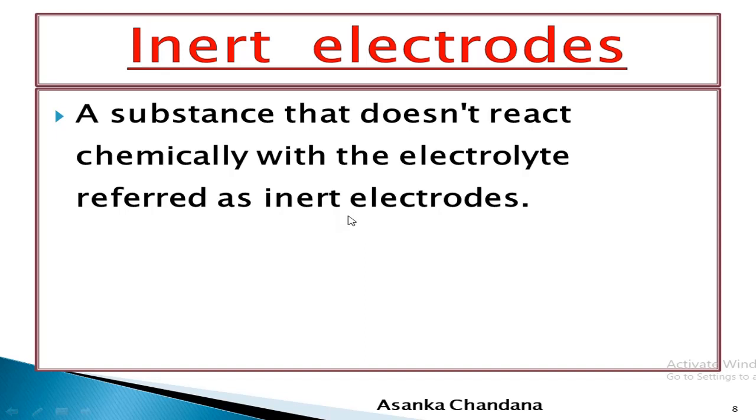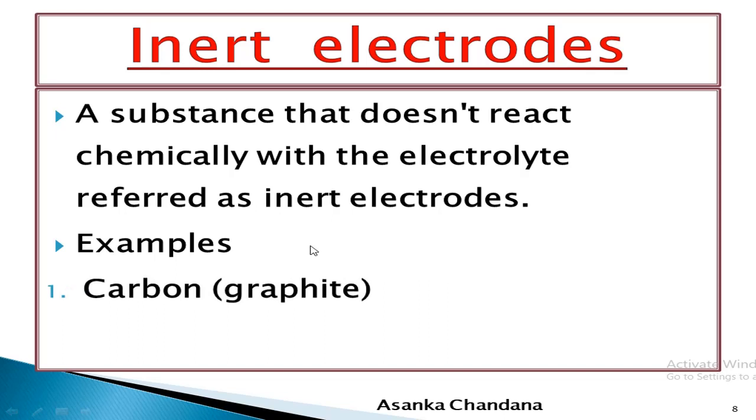Now we have learnt what is meant by inert electrodes. A substance that doesn't react chemically with the electrolyte is referred to as an inert electrode. Then we will go to learn about the examples of inert electrodes.